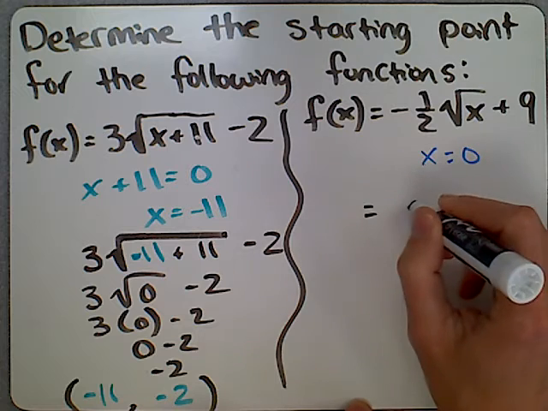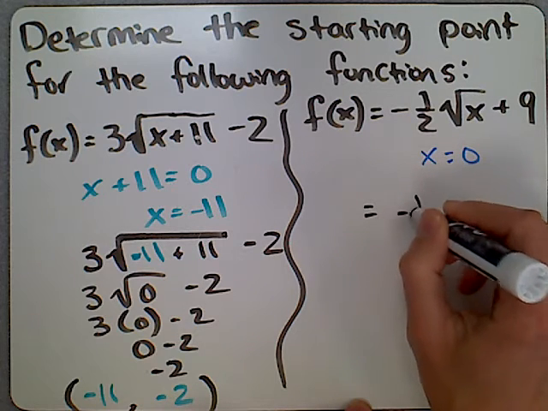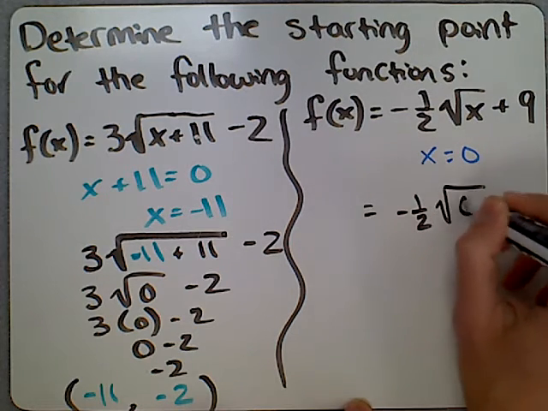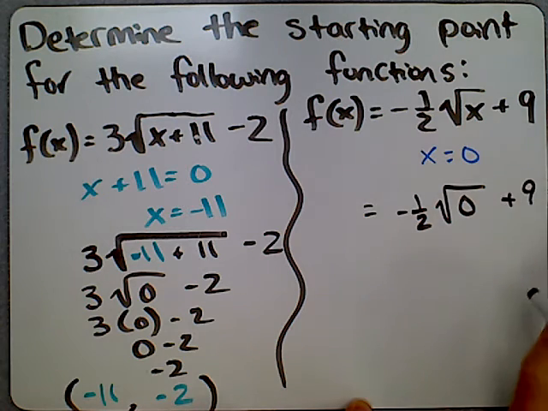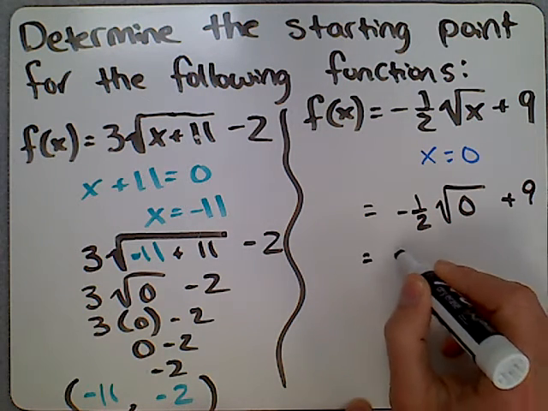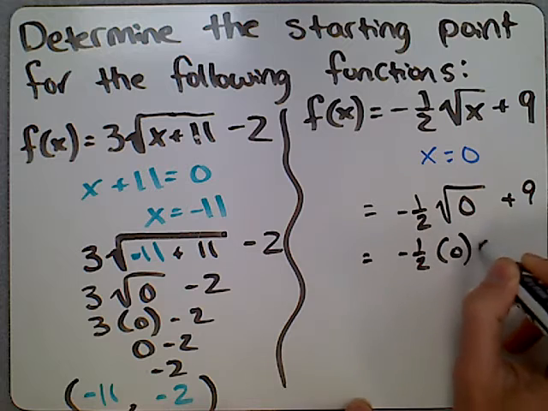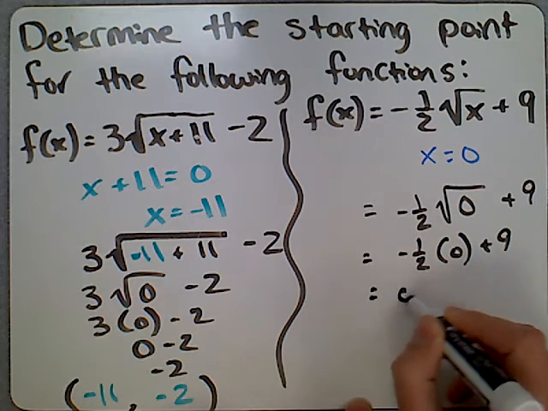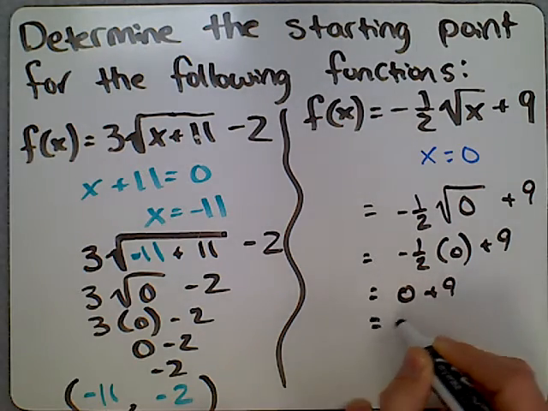So we've got negative 1/2 times the square root of 0 plus 9. That's negative 1/2 times 0 plus 9. That's 0 plus 9, and that's just 9.